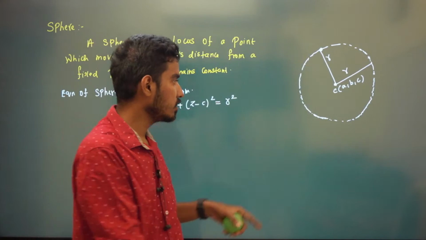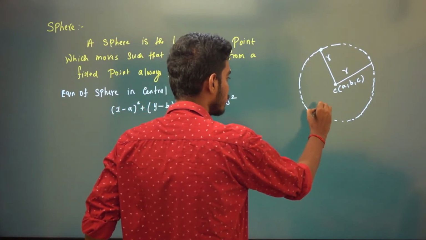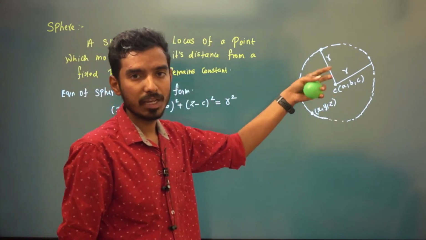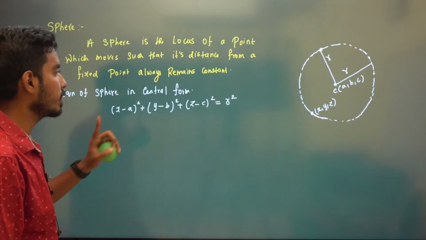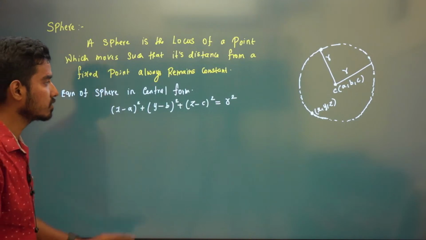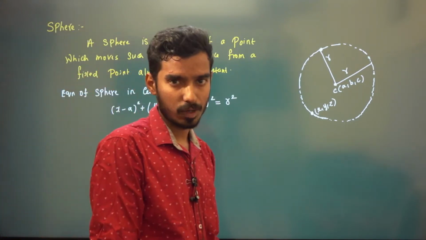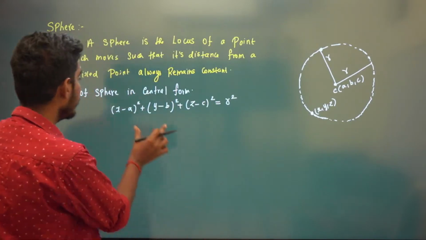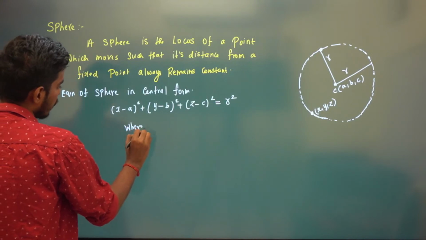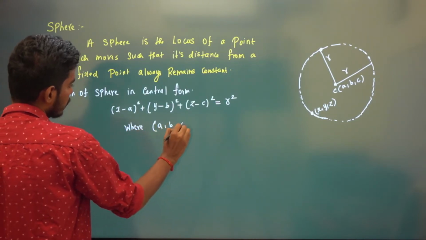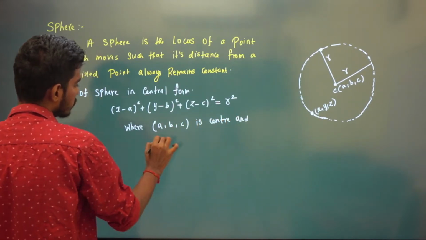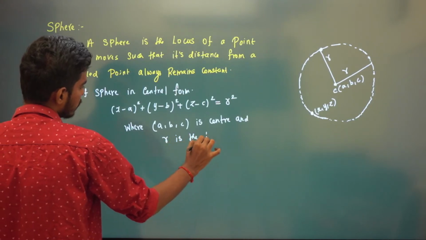All these x comma y comma z, this is some arbitrary point x comma y comma z. Whatever point you take on the boundary will satisfy this condition: (x minus a) whole square plus (y minus b) whole square plus (z minus c) whole square is equal to r square. This is the equation of a sphere in central form, where a comma b comma c is the center and r is the radius.